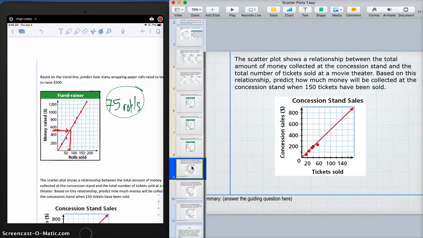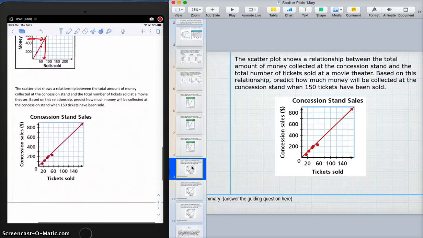Let's take a look at our final problem. The scatter plot shows a relationship between the total amount of money collected at the concession stand and the total number of tickets sold at a movie theater. Based on this relationship, predict how much money will be collected at the concession stand when 150 tickets have been sold. So here's how many tickets are sold at the movie theater, and here is how much gets spent on concessions, or snacks and food, at the movie theater.